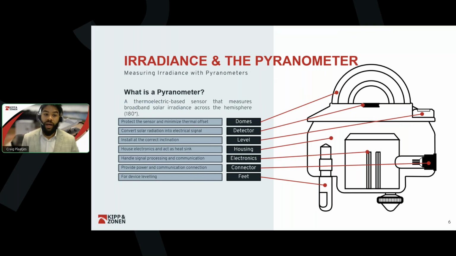The housing ensures that there's thermal stability across the entire instrument, and the feet and bubble level are critical for ensuring the pyranometer is installed exactly in line with the surface whose irradiance it is representing. And this is something we'll return to when we discuss misalignment.